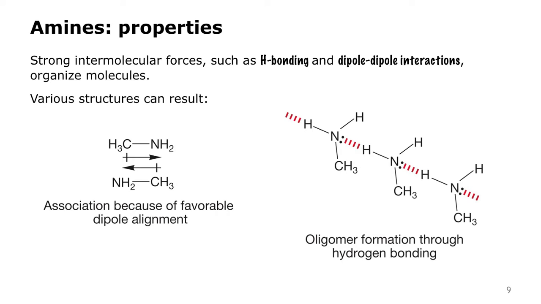Amines can also form strong intermolecular forces, such as hydrogen bonding and dipole-dipole interactions. Just like alcohols, amines are polar. Nitrogen's more electronegative than carbon. And if you have a primary or secondary amine, these compounds can form hydrogen bonded networks in a fashion that's similar to what we see in alcohols.